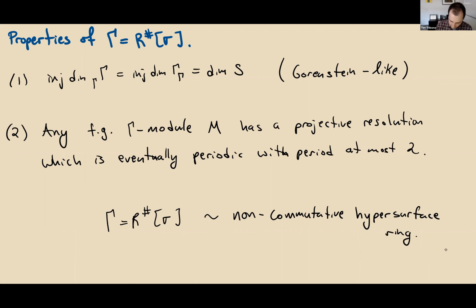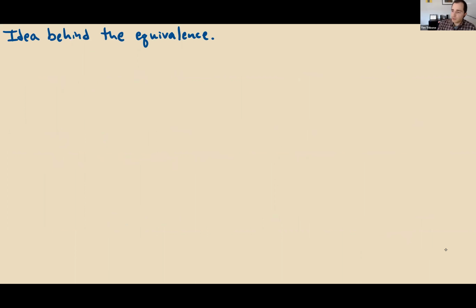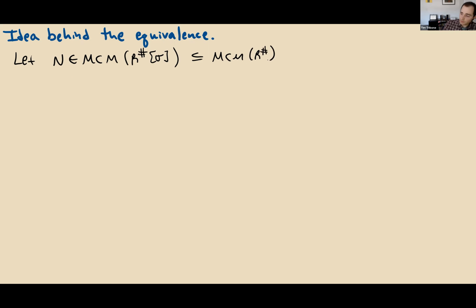Okay, so yeah, just a little bit about the idea behind the equivalence. I skipped this before when I was talking about Knörrer's theorem in the D equals 2 case, because this is really the same. The equivalence is constructed basically the exact same way. So let's just talk about it. If you have an MCM R sharp sigma module N, like we said before, that means it's also an MCM R sharp module, which means that N is free over S, as we said before.